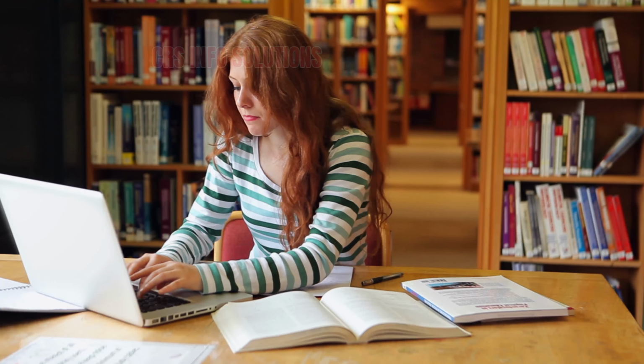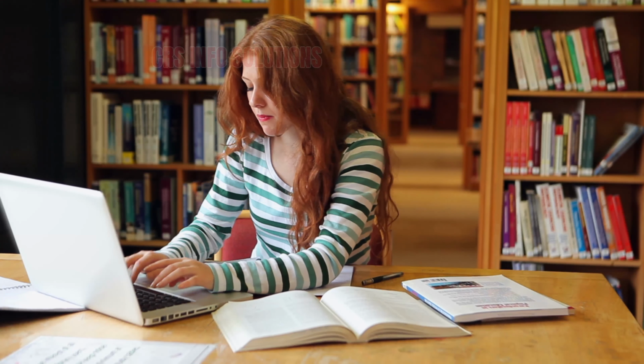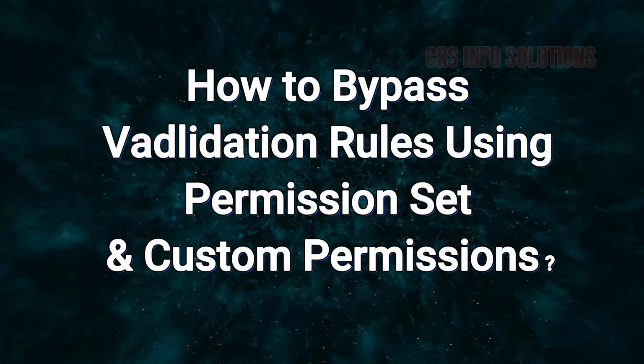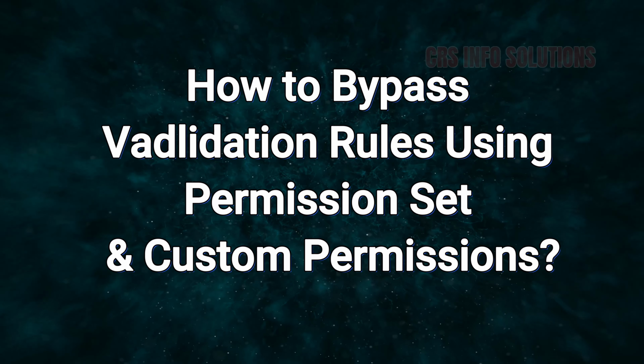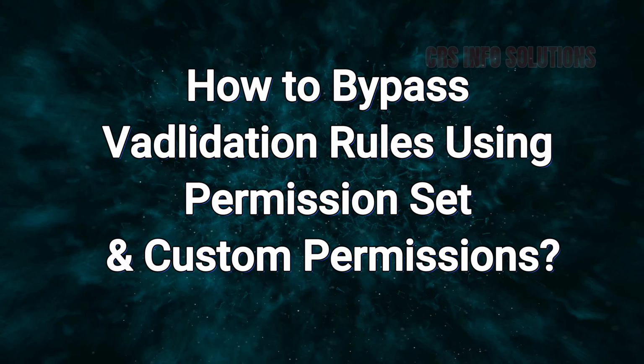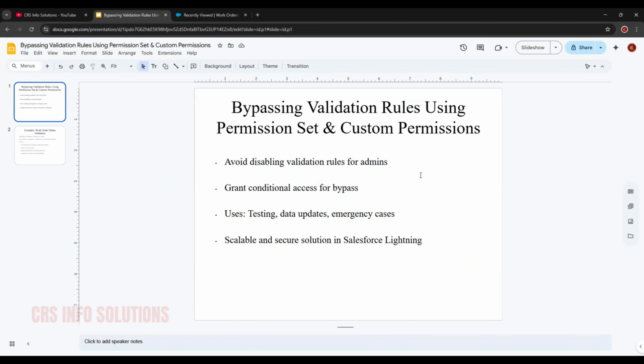In today's session, we are going to cover a very useful and practical topic: how to bypass validation rules using permission sets and custom permissions in Salesforce. This is especially helpful when you want your admins or specific users to bypass a validation rule under controlled conditions without deactivating it entirely.